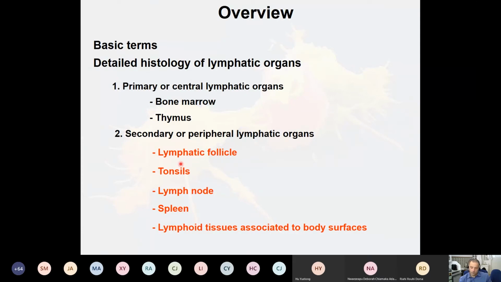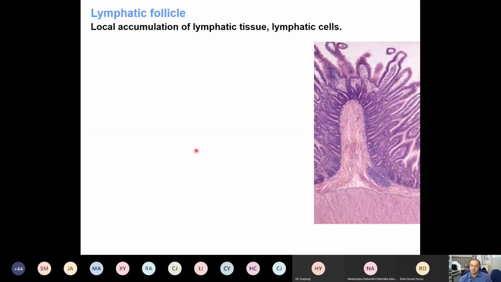So let's turn to the lymphatic follicle immediately. This slide shows you a random section from the GI tract, from the gastrointestinal system, and there you can already see a lymphatic follicle. The lymphatic follicle is a quite simple structure. It is nothing else than a local accumulation of lymphatic tissue, of lymphocytes, and it's easy to recognize: you have a group of lymphocytes somewhere in the tissues.